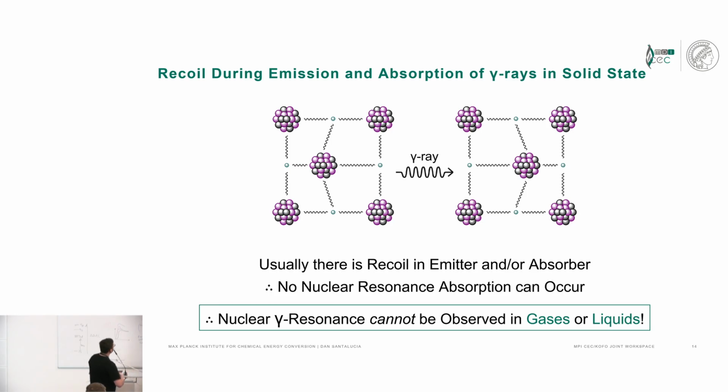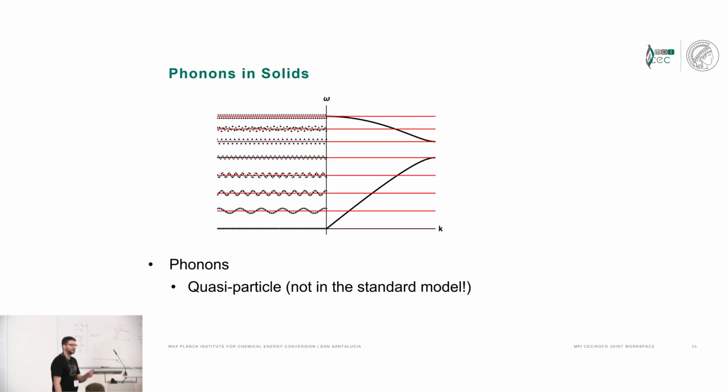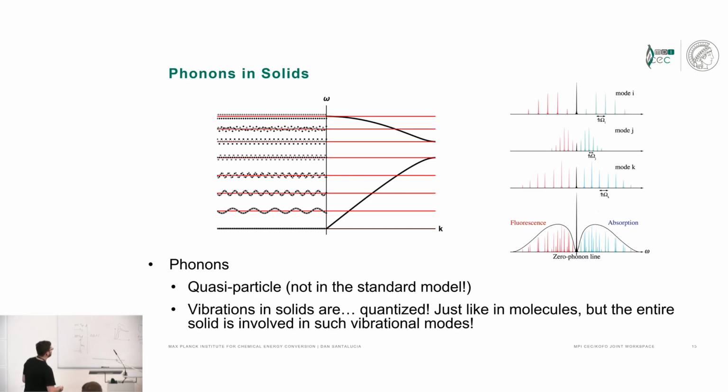So no gases, no liquids. But here's what's cool. This idea of phonons. This is a quasi-particle. You won't find it in the standard model of particle physics, but you can understand it as a quasi-particle that quantizes vibrations in solids. Just like in vibrational spectroscopy, we had quantized molecular vibrations, in a bulk solid lattice you have quantized vibrations over the entire lattice as well. And you can imagine different sorts of modes that are excited. I won't talk about optical versus acoustic phonons, if you've ever heard of that term. But the point is this.